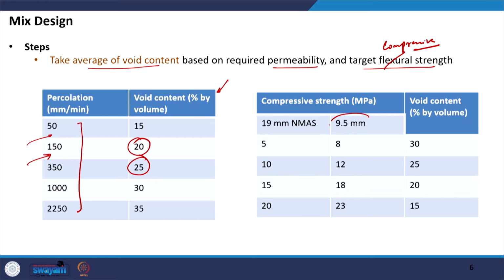So, say we are using a 9.5 mm nominal maximum aggregate size mix, and our target compressive strength is somewhere here. So, between 12 to 18, which means our void content should be somewhere between 20 to 25%. Okay. And you get one value from this table, one value from this table. So, we will take the average of the values, okay, in the mix design process.